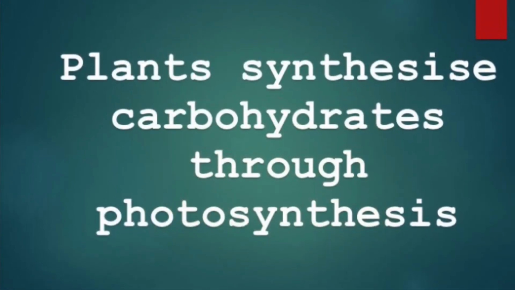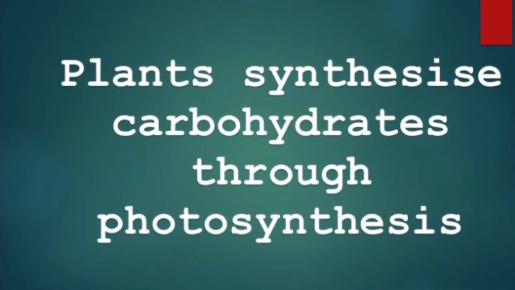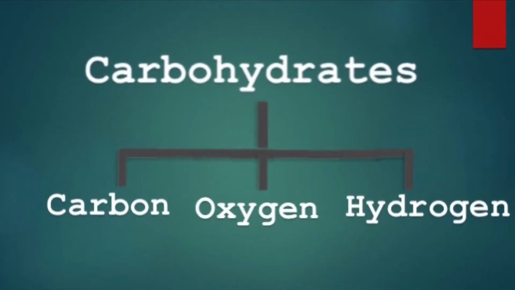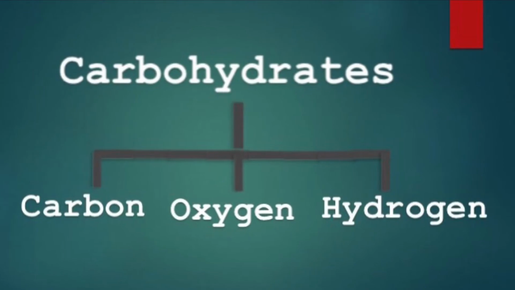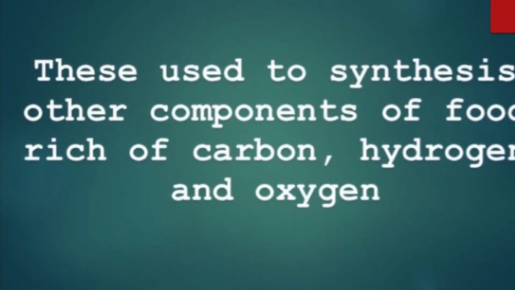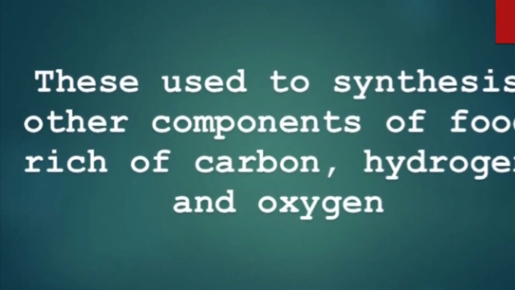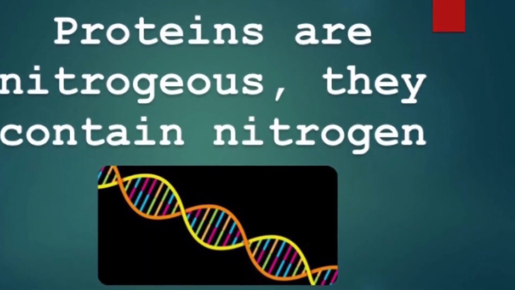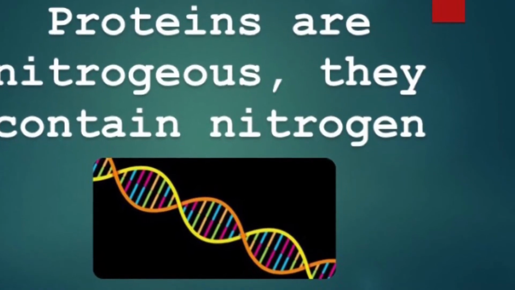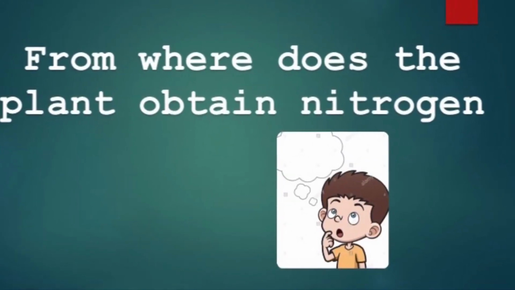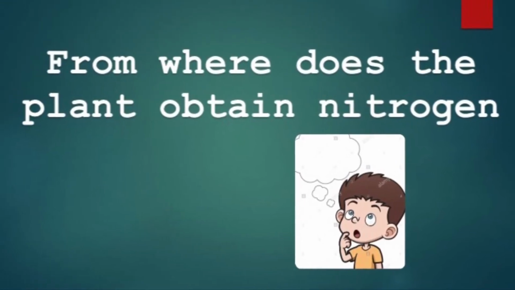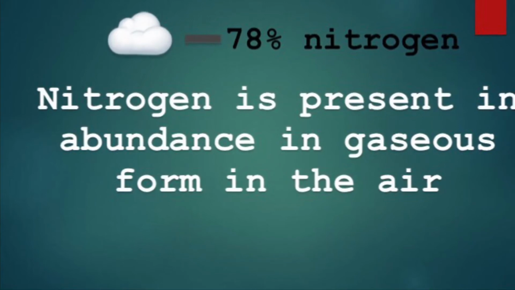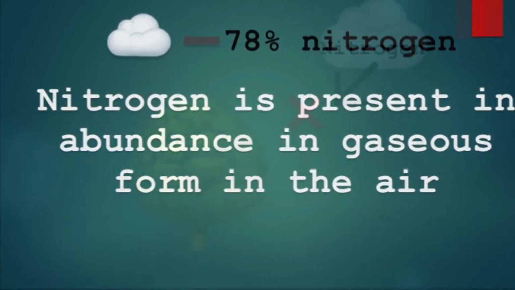You have just learned that plants synthesize carbohydrates through photosynthesis. Carbohydrates contain carbon, hydrogen and oxygen. Plants use them to synthesize other components of food rich in carbon, hydrogen and oxygen. But proteins are nitrogenous, that is, they contain nitrogen. And from where does the plant obtain nitrogen? Yes, just recall that nitrogen is present in abundance in gaseous form in the air.